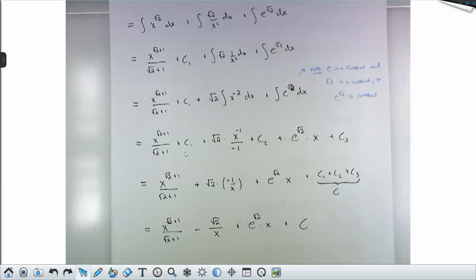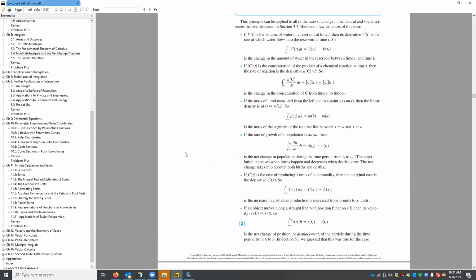The last little thing in 5.4 is what's called the net change theorem, and I want to address that. Do we have time to talk about that now, or does that need to wait? We got time.